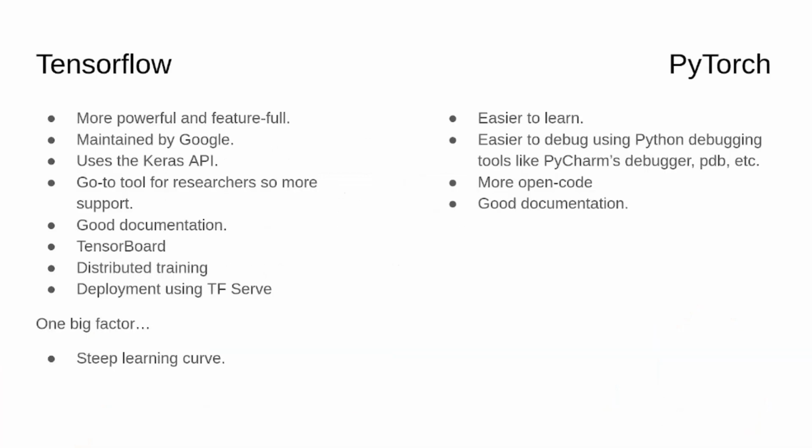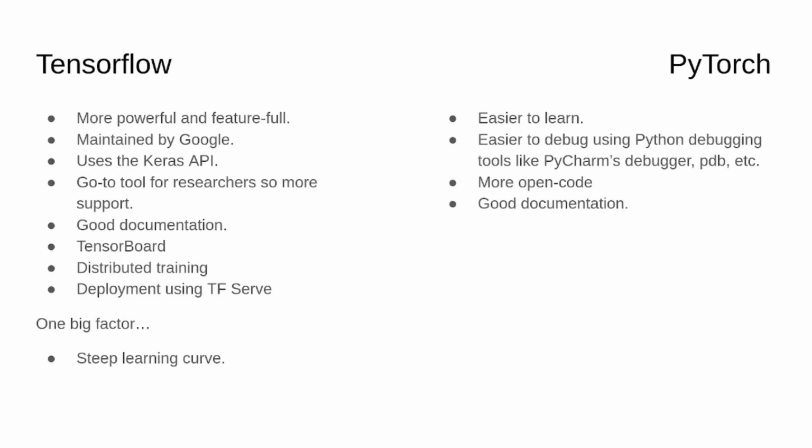So let's look at some key differences. Number one, let's look at TensorFlow over here on the left. TensorFlow is an extremely powerful and featureful library. It's maintained by Google. This means that it's going to have support for a very long time. In fact, Google uses them for a lot of their tasks too. It uses the Keras API, which makes it really easy to train AI models and prototype. Keras API is another layer on top of TensorFlow. It allows you to make simple image recognition models with only 18 lines of code. That is impressive. It is a go-to tool for many researchers and universities around the globe.